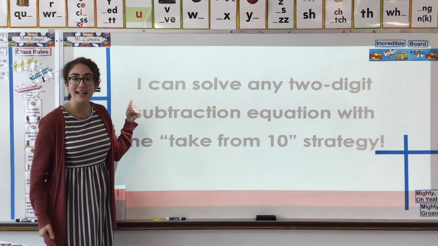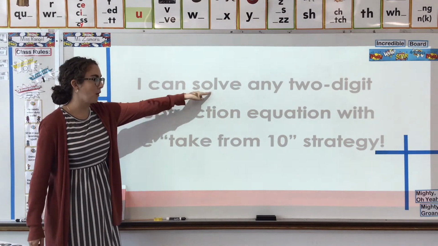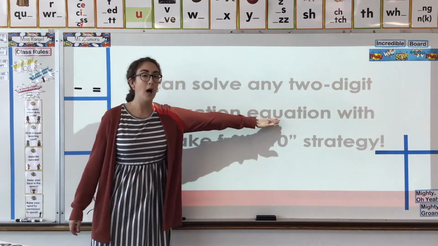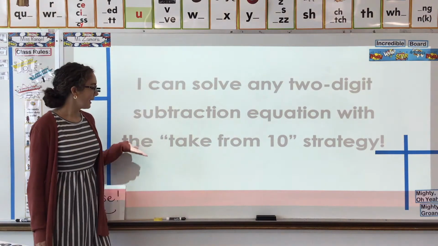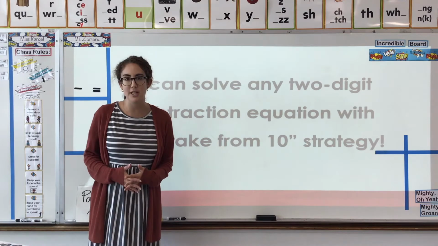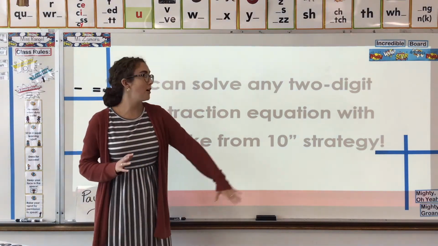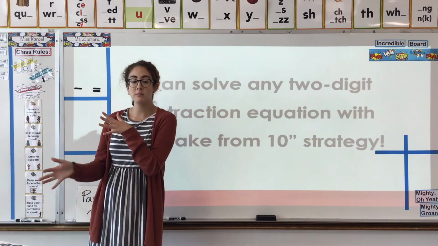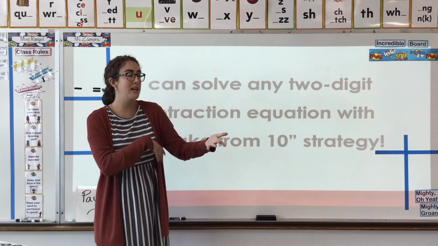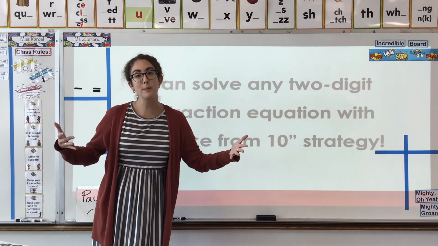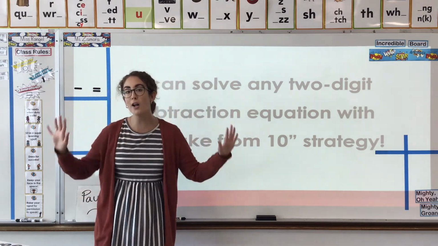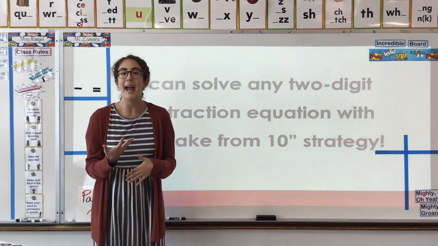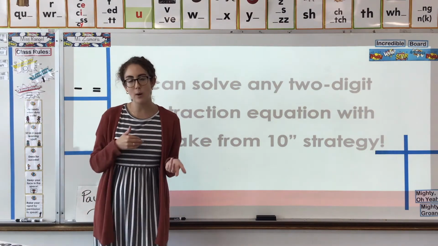So our learning target is, I can solve any two-digit subtraction equation with the take from 10 strategy. So today, we're solving any two-digit subtraction problem. So that could be 11, that could be 50, or that could be 98. We've been practicing how to subtract from all of these kinds of numbers. And today, we're going to mix them all up and practice switching between each one.